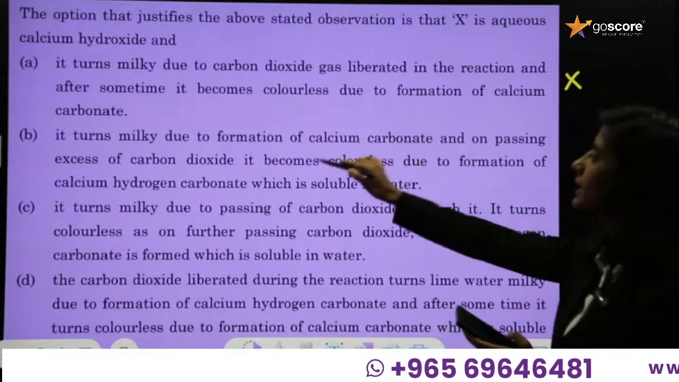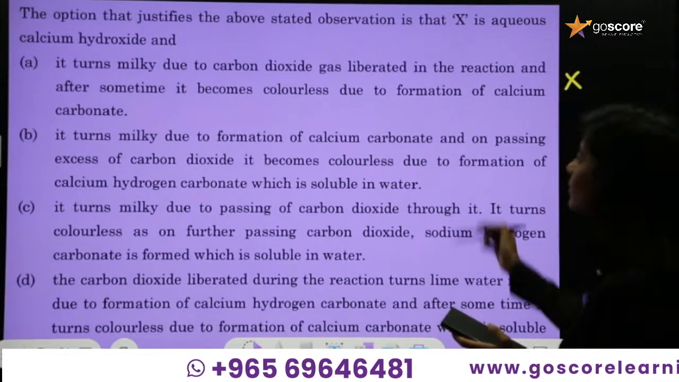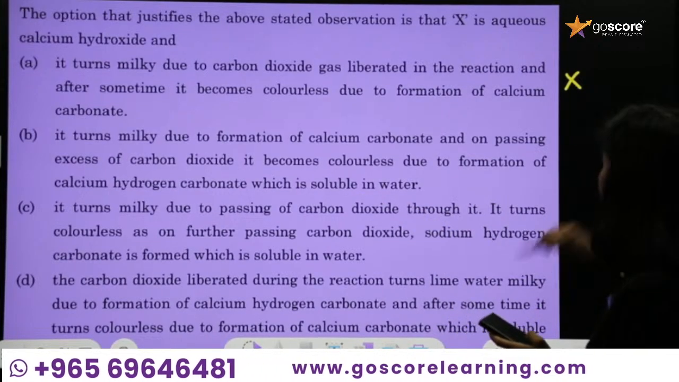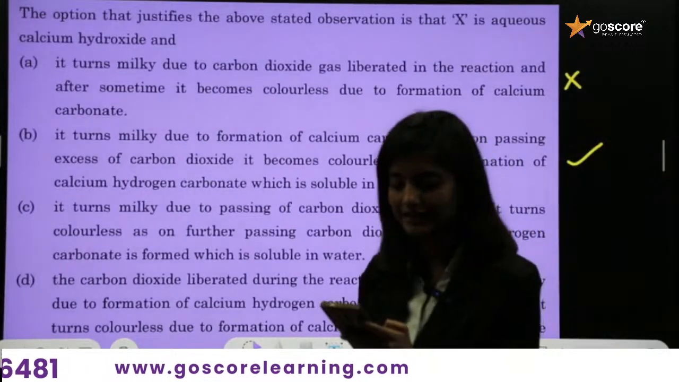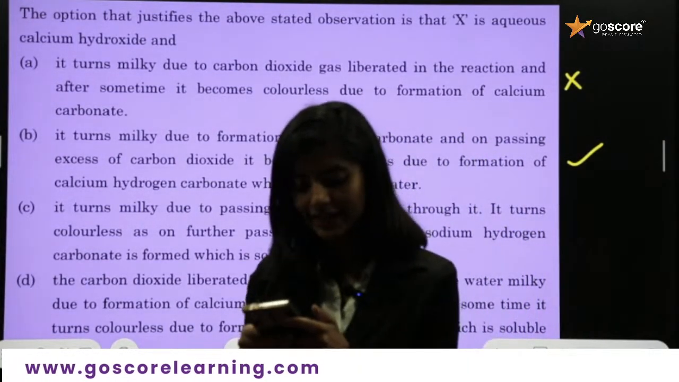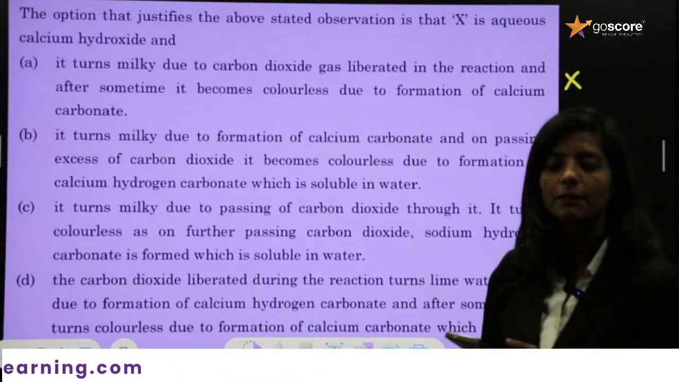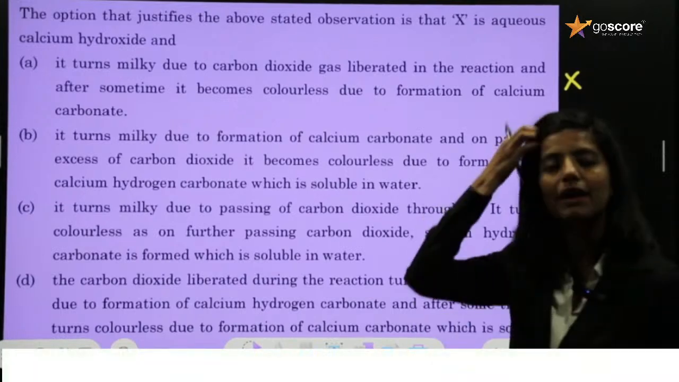And on passing the excess carbon dioxide, it becomes colorless due to the formation of the calcium hydrogen carbonate, which is soluble in the water. That is a correct statement. So option B is the right answer. Done? Shall we get into the next part?